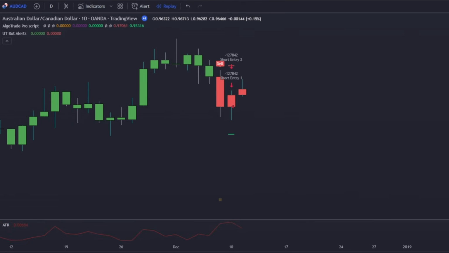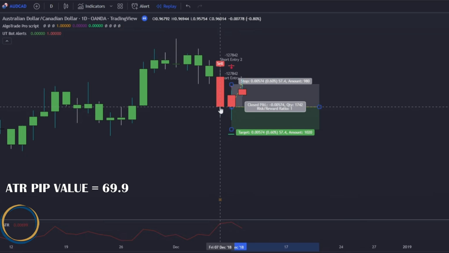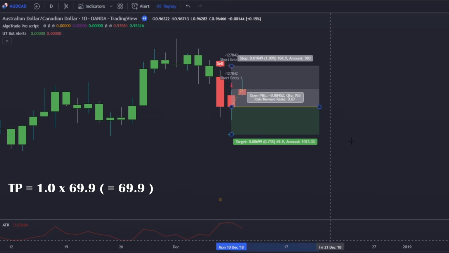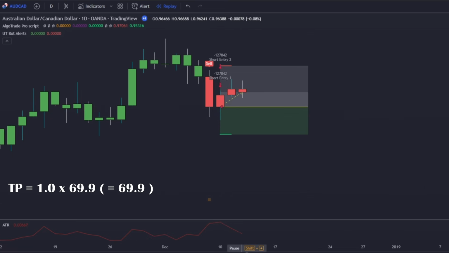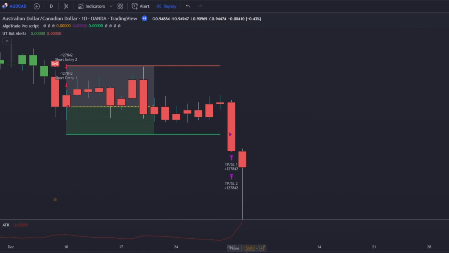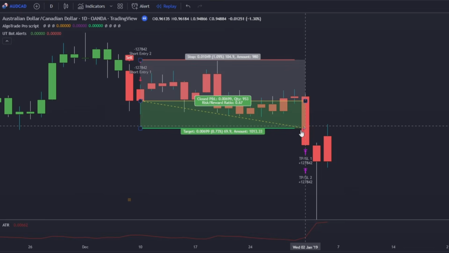After that long signal, the strategy gave a short signal. The algo considered the entry point after the closure of the signal candle given by the UT bot. The stop loss value is 1.5 times the ATR pip value, in this case 1.5 times 69.9, which is 104.9 pips, and for the take profit the value is 1 times the ATR pip value, so in this case 69.9 pips. This trade will be a profitable one too. The take profit was hit here. As you can see, our algo is working correctly.